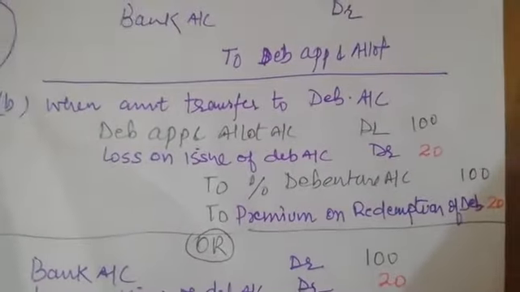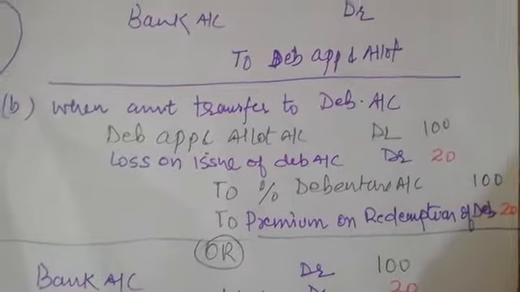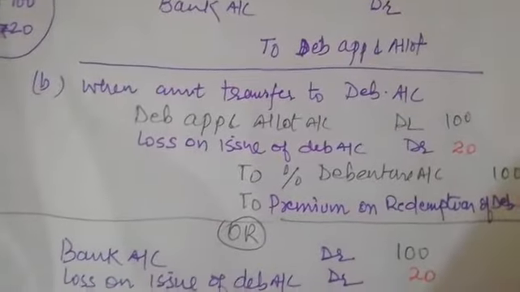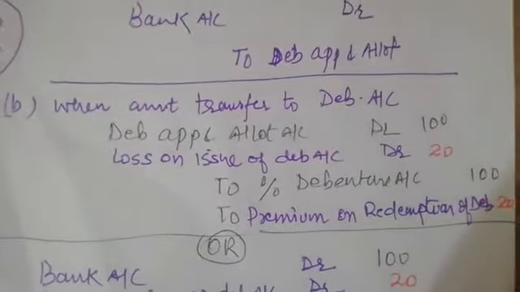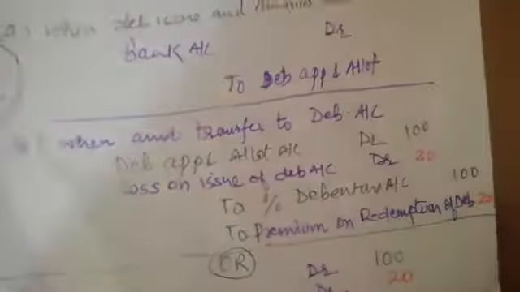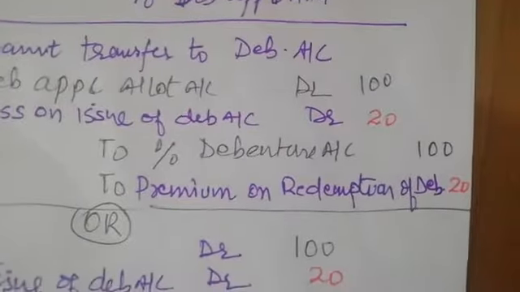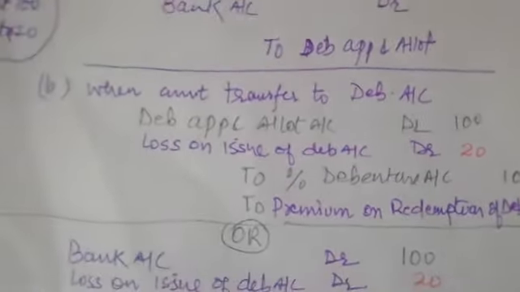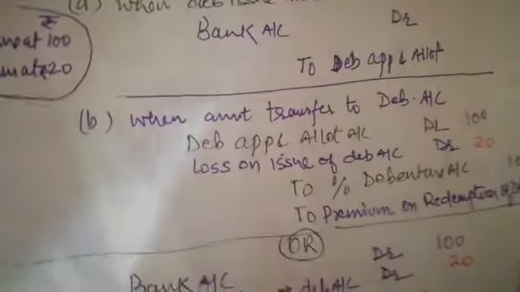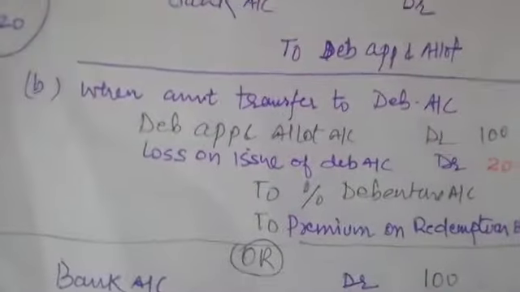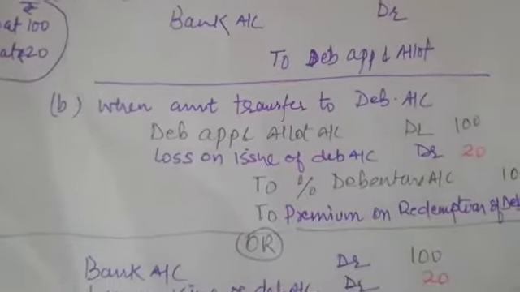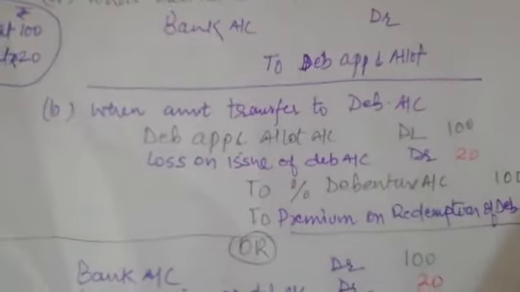This is called premium on redemption of debentures. And on the debit side, the premium on redemption is equal to the loss on issue of debentures, because it is a loss at the time of redemption in the form of premium on redemption of debentures. So we can open this loss account at the time of issue and write it off from the statement of profit and loss account in some coming years.